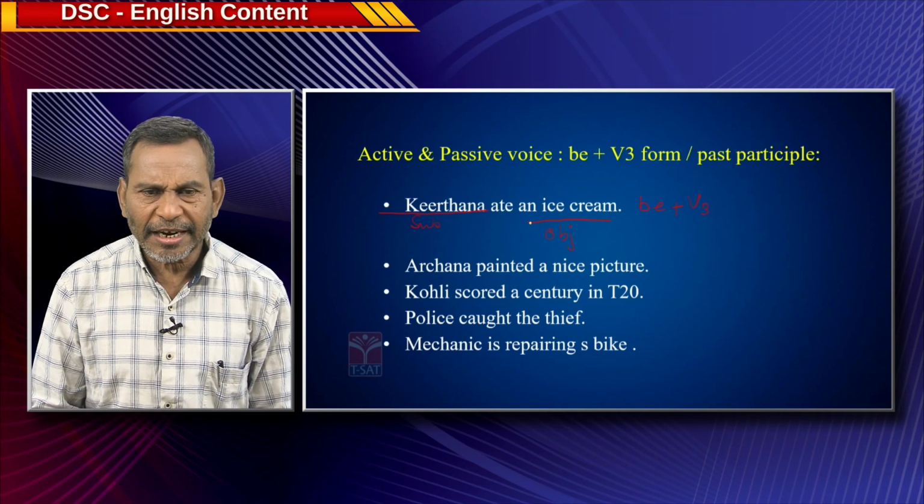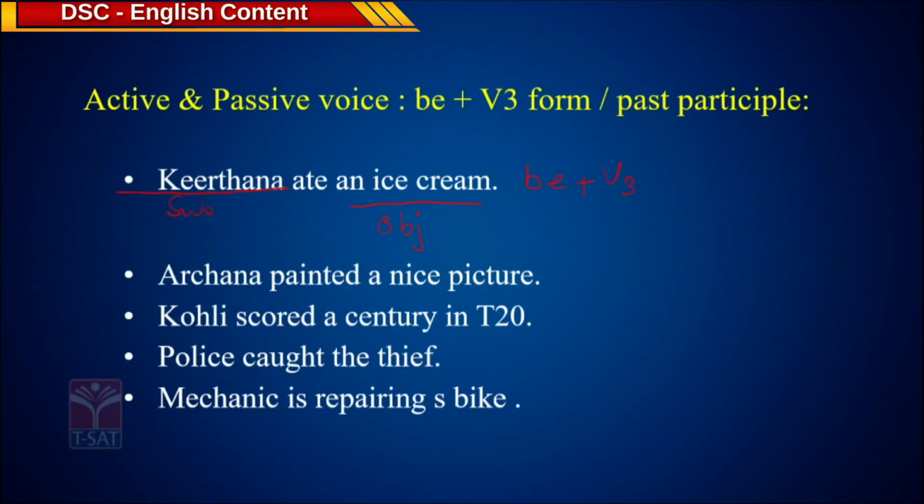And have a look at the second one. Archana painted a nice picture. See, who painted a nice picture? Archana. So Archana becomes the subject. And what did she do? She painted a nice picture. A nice picture becomes the object, and paint of course is the verb form. Painted is the past tense form. So a nice picture is singular and painted is in past tense. For singular and past tense, the B form is was. A nice picture was painted by Archana. This is how we write the answer.